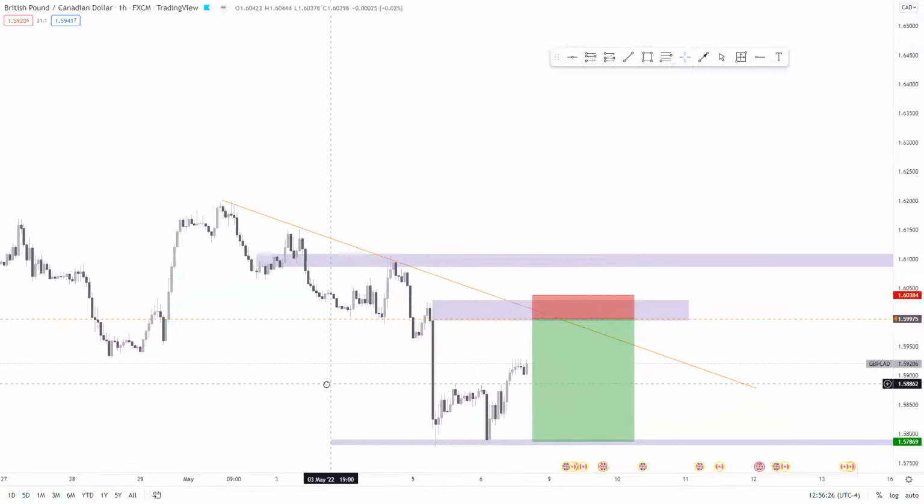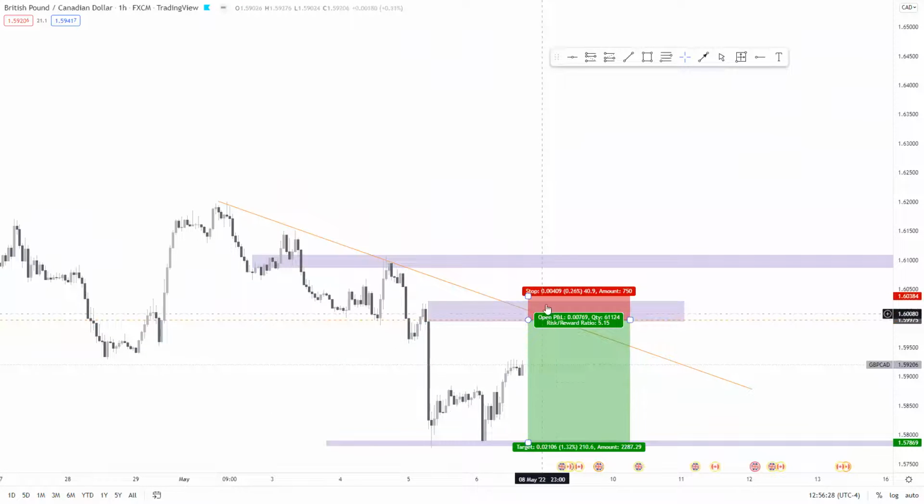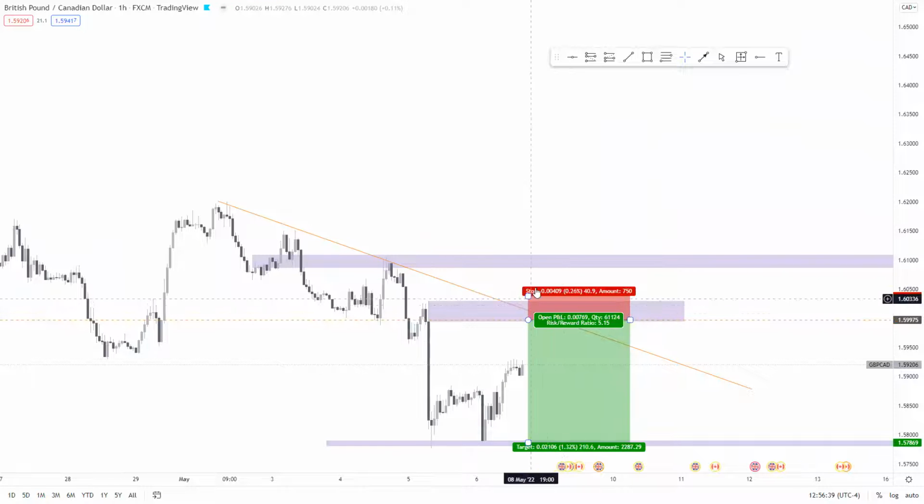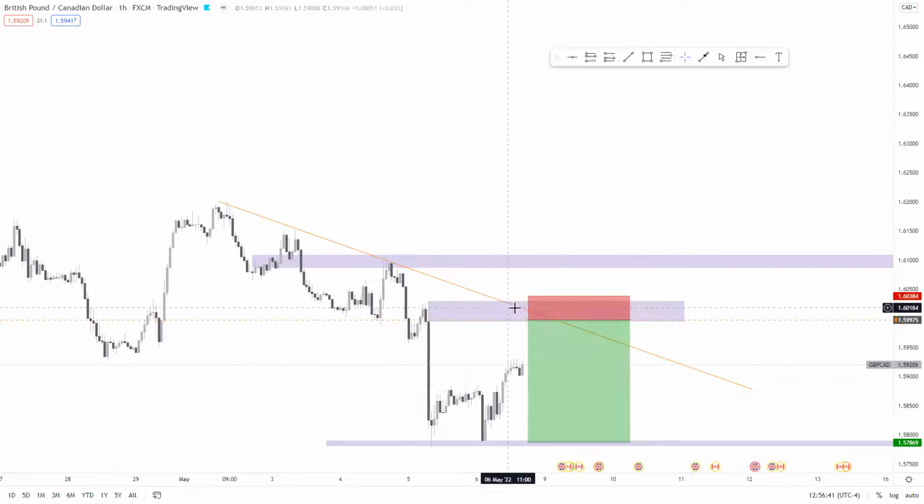One other scenario that can happen is we don't respect this supply zone, we come a little bit higher and start rejecting from here. We'll see what happens. And if this one gets rejected, we'll enter here. If a stop loss gets hit, it doesn't matter. We can give it a second chance here.